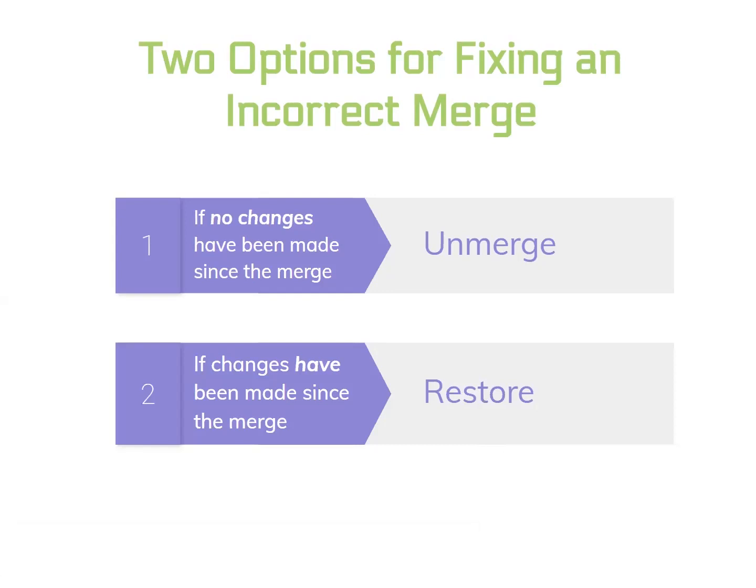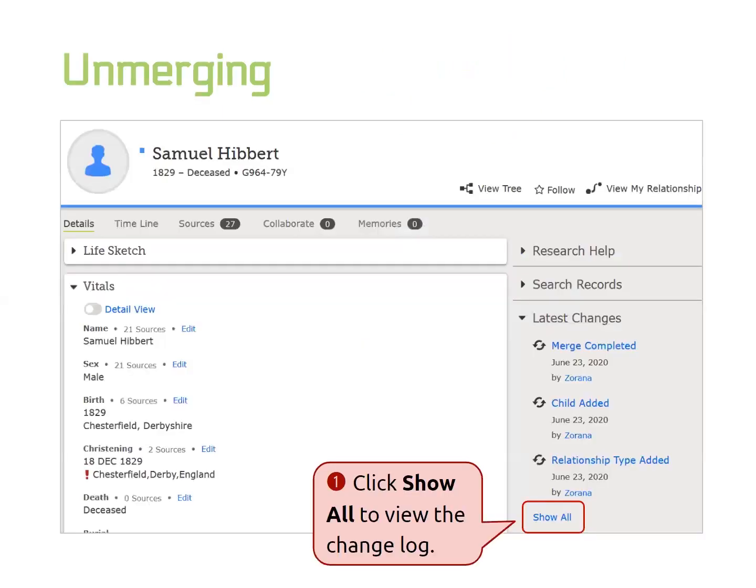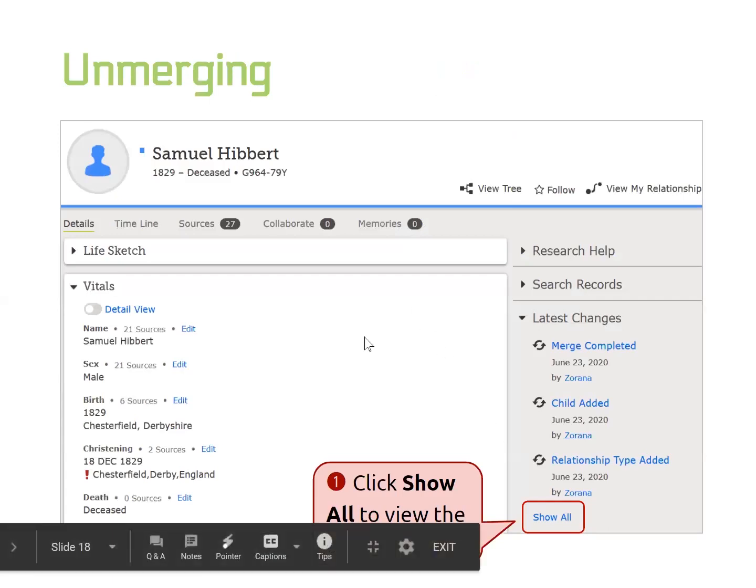First, we're going to look at the easy one, and I apologize, I think I misspoke. This first one isn't for Alice. This is actually going to be a different one that had an unmerge button available because no changes had been made since the merge. So here's Samuel. He was incorrectly merged with another Samuel who was born in a completely different year and place.